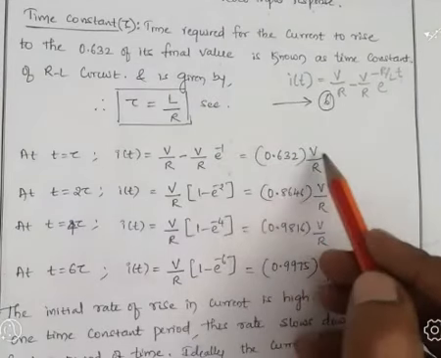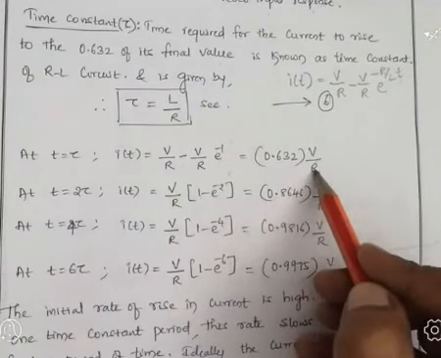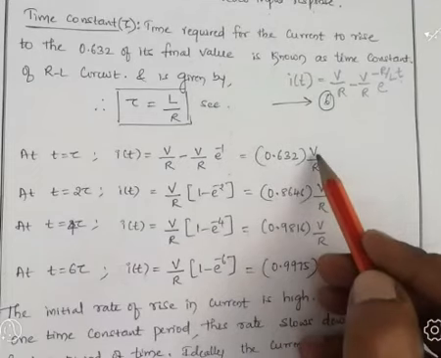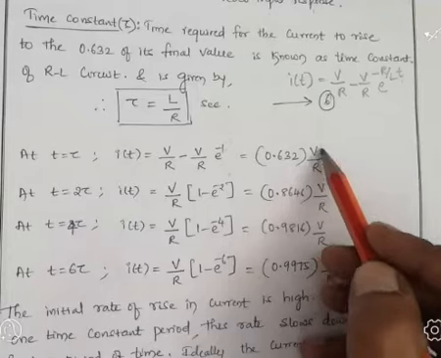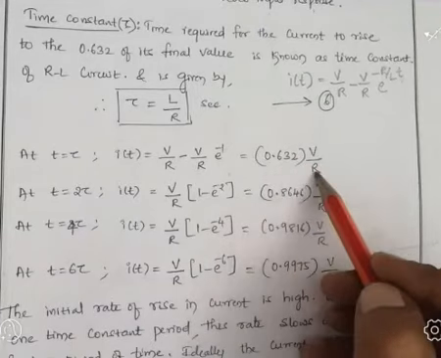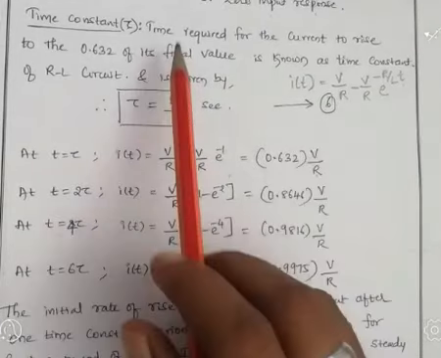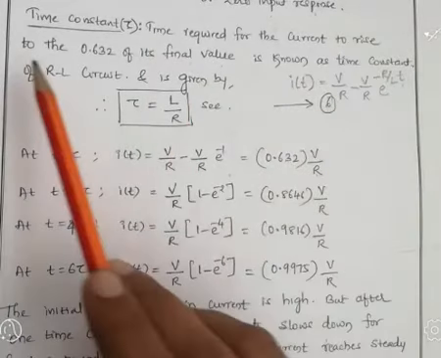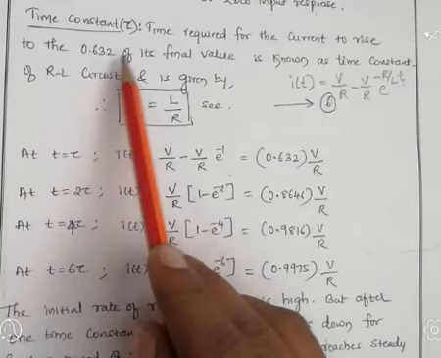V by R is nothing but the final current I. So this is 0.632 of the current. Hence, we can say that the time required for the current to rise to 0.632 of its final value is known as the time constant.